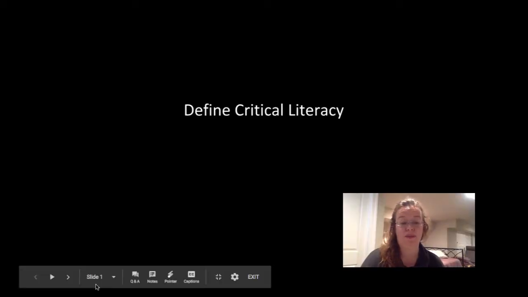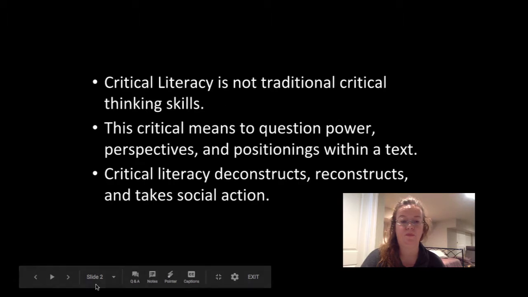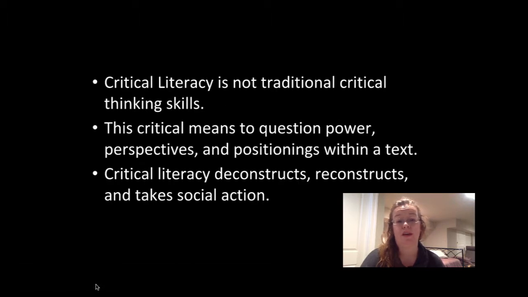Defining critical literacy. So, what critical literacy is not is that it's not traditional critical thinking skills or problem solving skills necessarily. In this term, critical means to question power, perspectives, and positionings within a text. Critical literacy asks for readers to deconstruct text, reconstruct them, and take social action.